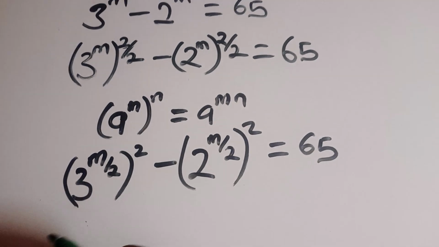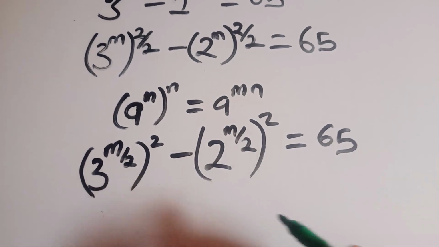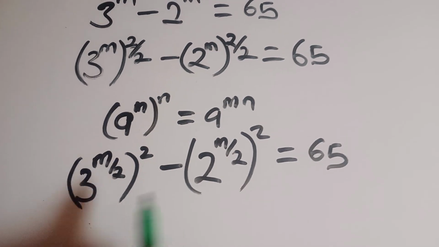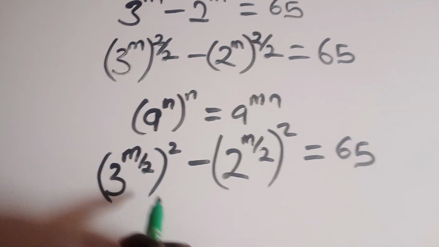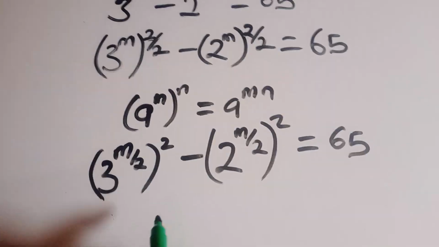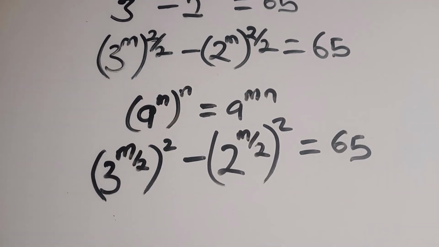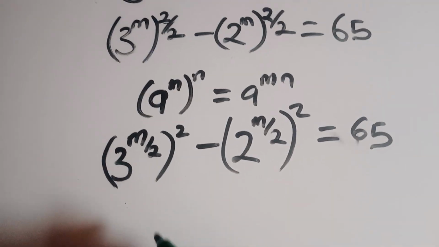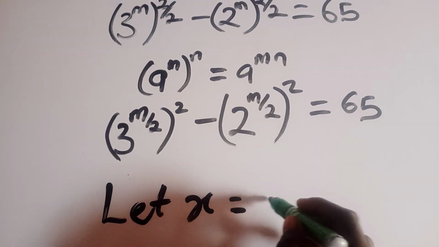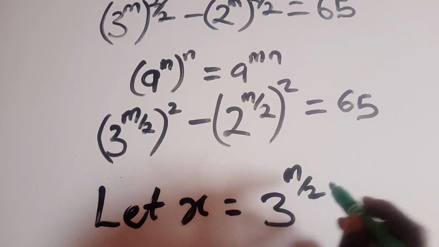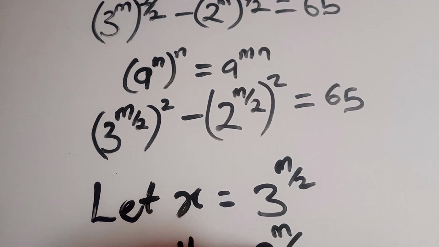Once you understand it up to this stage, it's easy and straightforward to represent 3 raised to power m divided by 2 with an alphabet, and I will also represent 2 raised to power m over 2 with another alphabet, because 3 and 2 are not the same. If we had 3 raised to power m over 2 in both places, I could easily represent the two of them with the same variable. But in this case, 3 and 2 are not the same, so I will represent them with different letters. So I will say let x be equal to 3 raised to power m divided by 2, and y be equal to 2 raised to power m divided by 2.